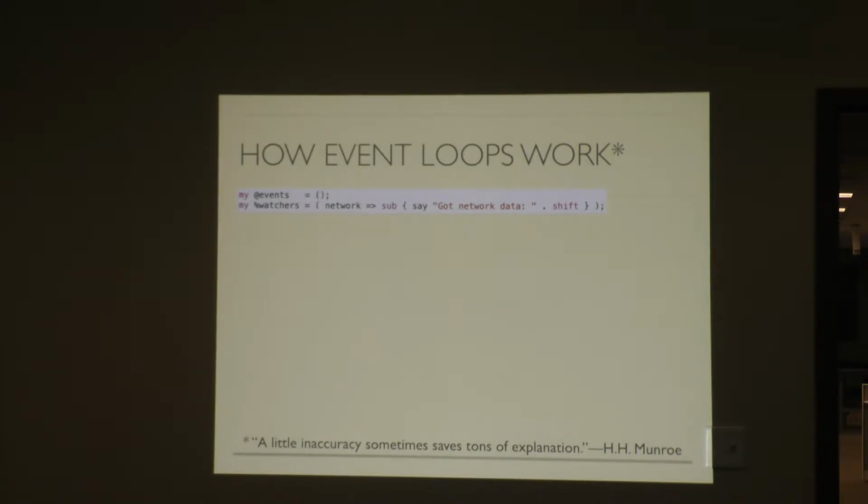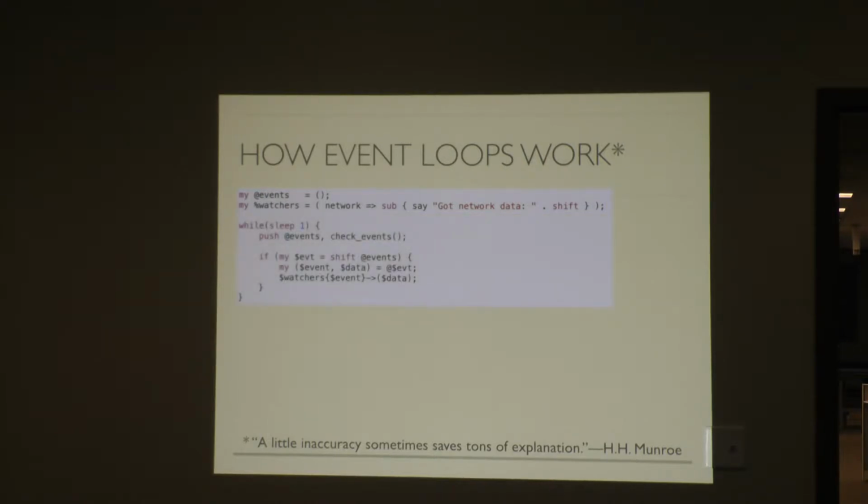The first thing we do is set up an event queue. That's our list up there, @events. And then the next thing we do is register our intent to be notified when something happens. In this case, when a network event happens, we want to run this code: I got some network data. Those are typically called watchers or listeners or handlers. They're given a variety of names.